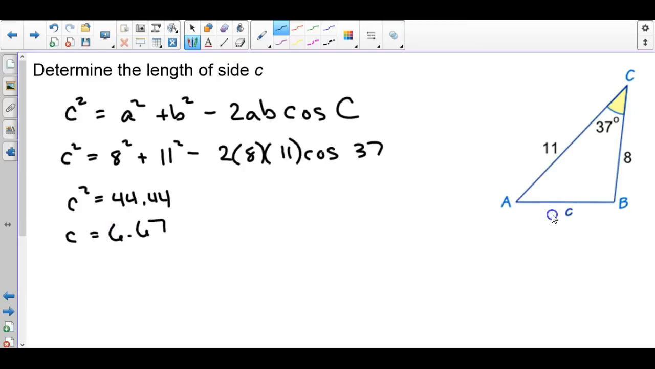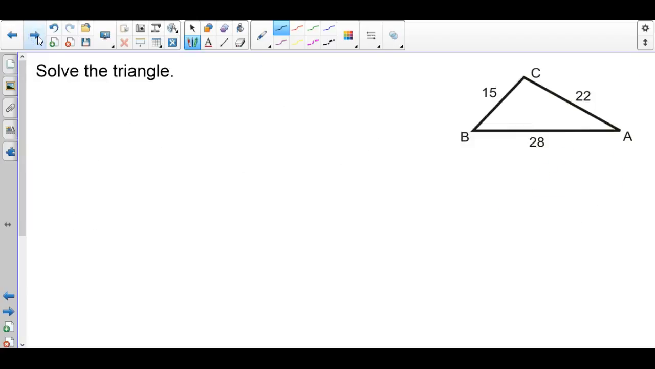And that is what side C is. So now that I have that, if I were asking to find angles A and B, I would now be able to use my law of sines, because again, in the law of sines, you need that relationship where I have an angle and a known side that's opposite to that angle. So we wouldn't have to use the law of cosines again if I were solving this triangle.